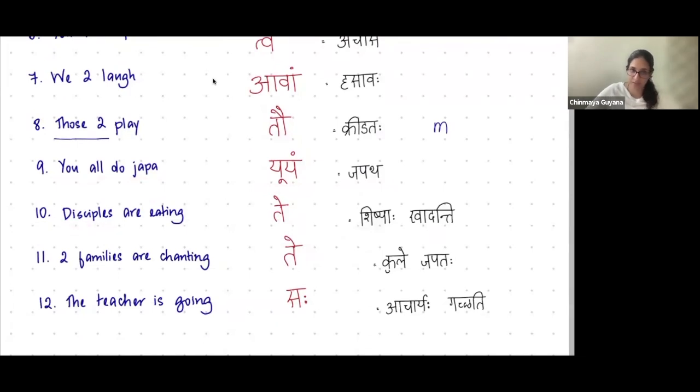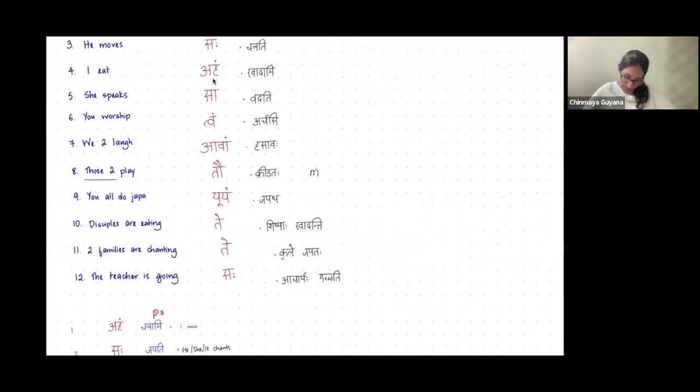Disciples are eating. So now we're replacing the word disciples. Disciples is first case, plural, masculine. So it will be they. Two families are chanting. Two families is first case, dual, neuter. So it will be they. Again, they. Right? The teacher is going. The teacher is first case singular, masculine. That is saha.